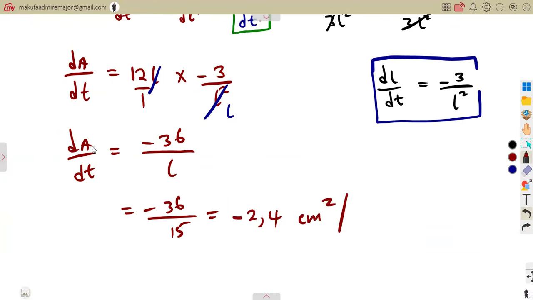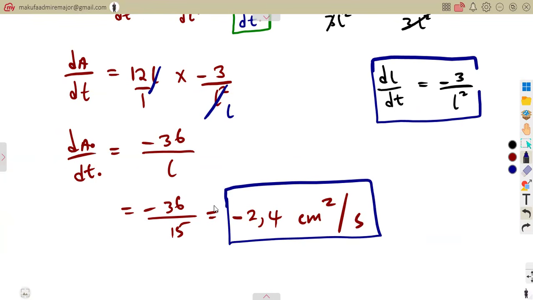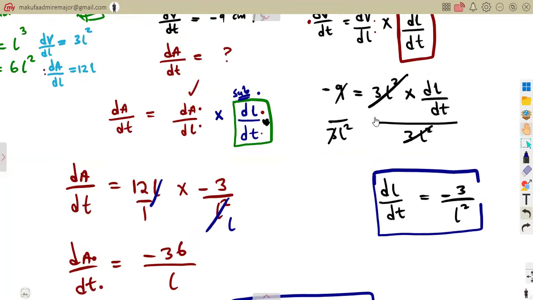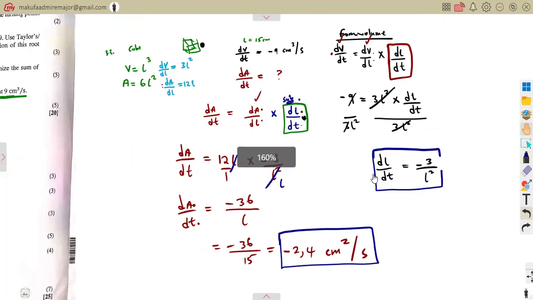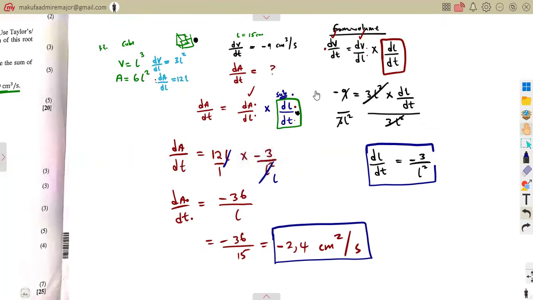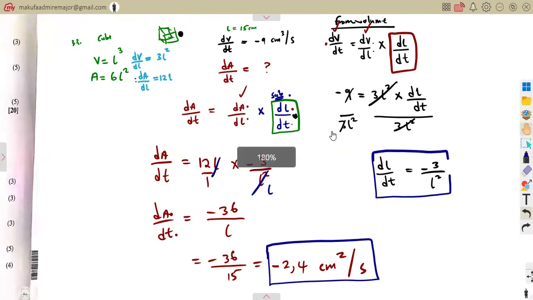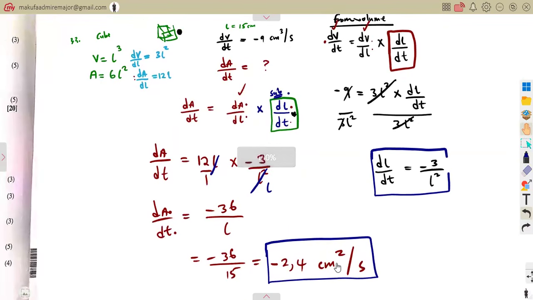Okay, so remember, this is area with respect to time per second. So that was the rate at which this area is going to change. It was going to change at negative 2.4 square centimeters per second. Remember also the volume there is decreasing, so the area is also affected with the negative. It's going to be decreasing at minus 2.4 square centimeters per second.